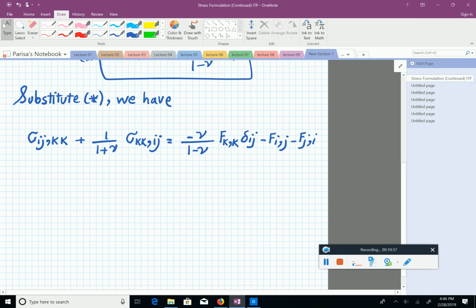Does anyone know the name of these equations? So we had the Navier equation for displacement formulation. What are these called? Cauchy has a lot of equations, a part of which are the balance laws. Well, these are called Beltrami-Mitchell equations. Cauchy is French, Beltrami is Italian, Mitchell is Australian, so very international.